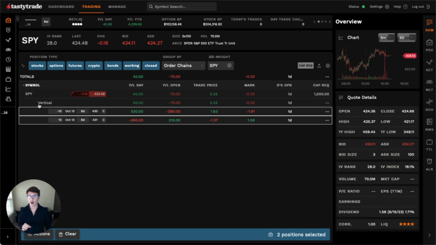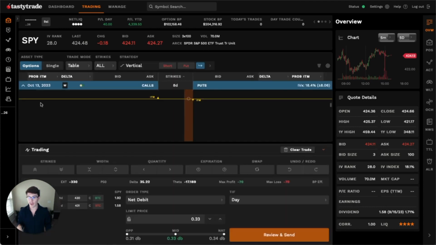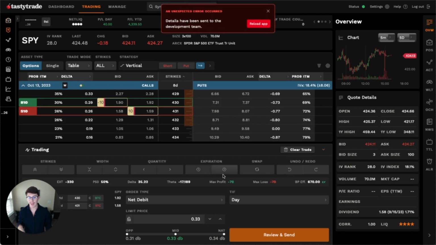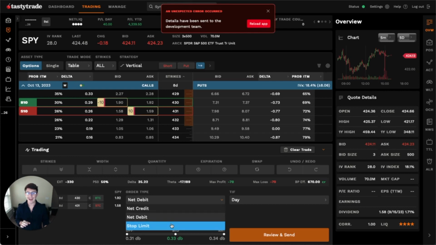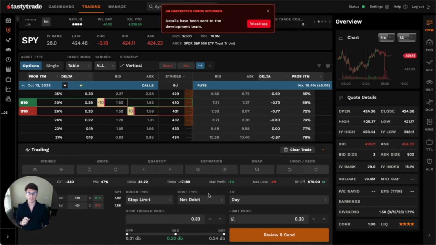So I click on this vertical trade right here. I click on close position. Let me move my mic so I can fully see my screen. So, close position. Order type here, we're going to move that to stop limit. We're going to move that to a net debit, or stay at net debit, because debit means we're exiting, since credit is when we enter.